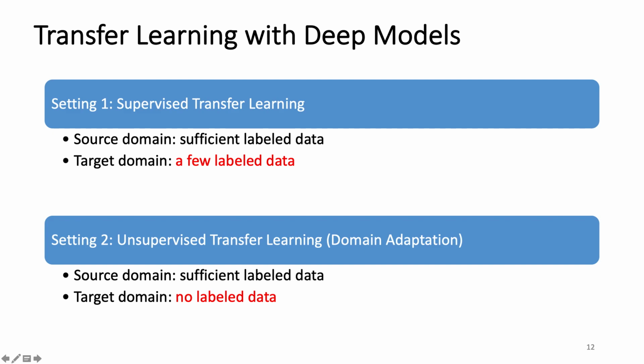And usually in transfer learning, we assume the source domain has enough or sufficient label data to learn a reliable model. But for the target domain, we don't have too much. So we'll talk about the first one, which is how to do supervised transfer learning. And this category maybe most people are quite familiar with.